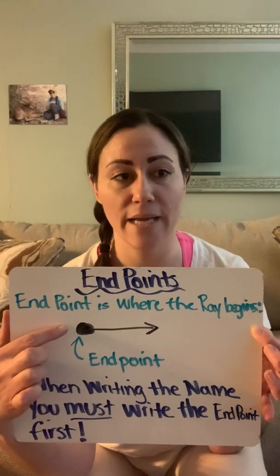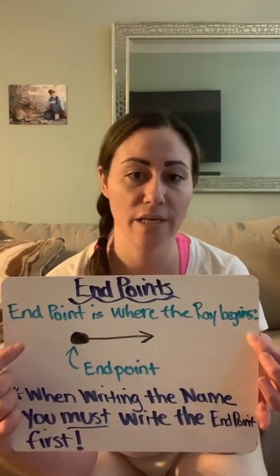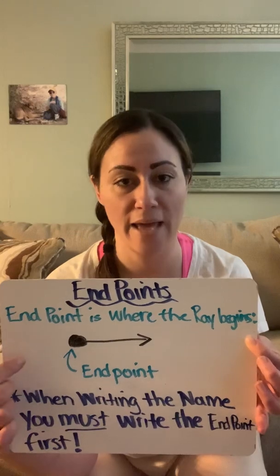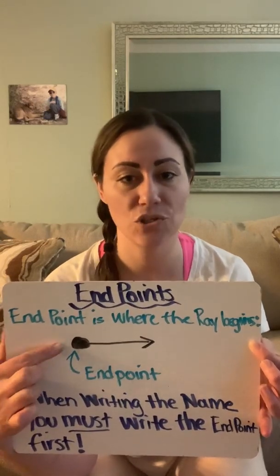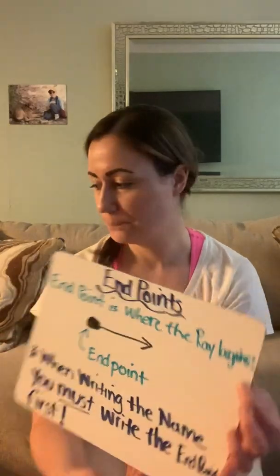It's not like a line, where it doesn't matter which direction you put the letters. It could either be AB or BA. With rays, you have to start with the endpoint when you're writing the name. Okay, so let's practice. Let me erase this and let's do a few examples together.